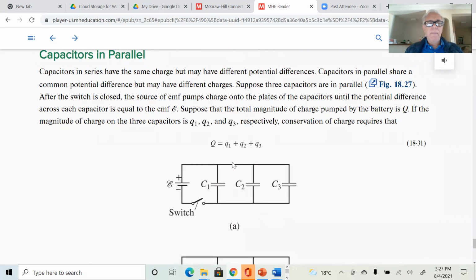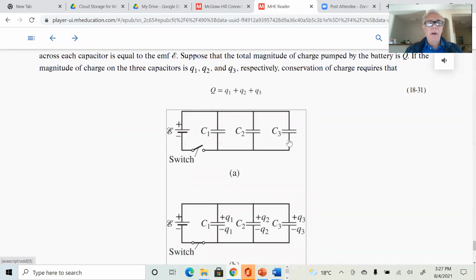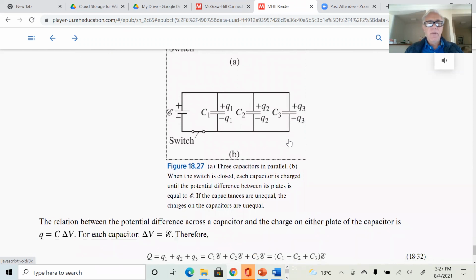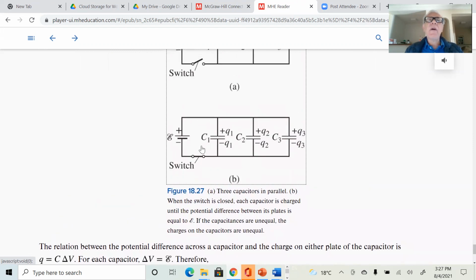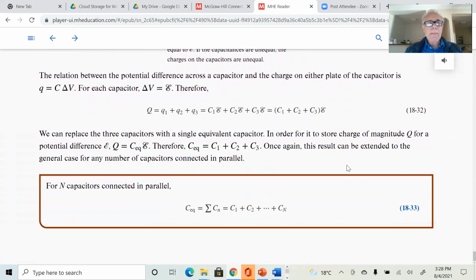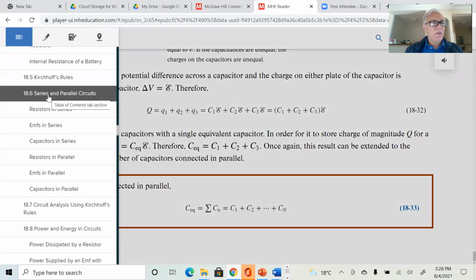Capacitors in parallel. Here you go. That's what we're covering here: 3 capacitors in parallel. The charges are not the same, because V is the same across those capacitors. If the capacitance is different, the charges must be different for the voltage to be the same. Okay, so that's what we have for this part here, series and parallel circuits.